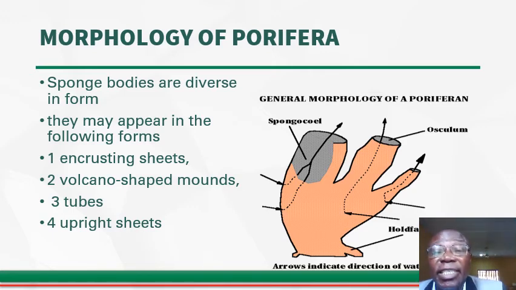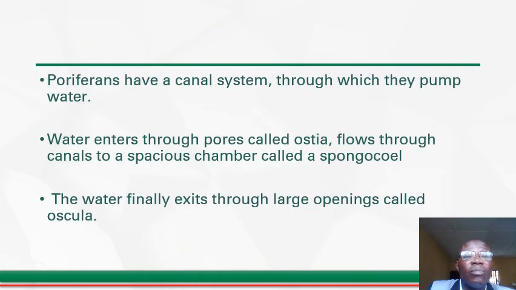On the right-hand side, that is a general morphology of a Porifera. You can see the different structures, and you see the opening that we call the osculum. So we have the spongin. We have the holdfast, with which it attaches itself to the substratum, either rock or any hard object on which they attach themselves. These poriferans have a canal system, and it is from the canal system that water is being pumped.